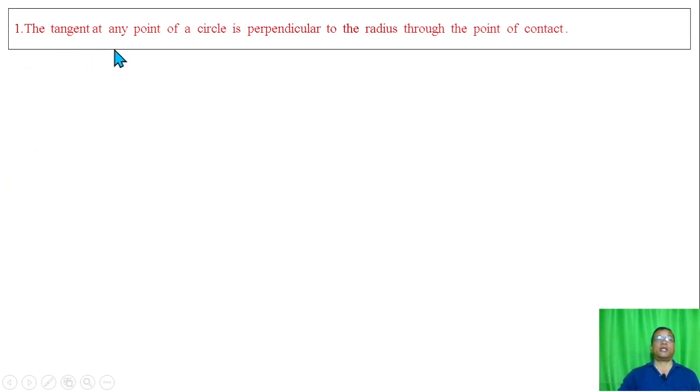Theorem. The tangent at any point of a circle is perpendicular to the radius through the point of contact. We have to prove it.